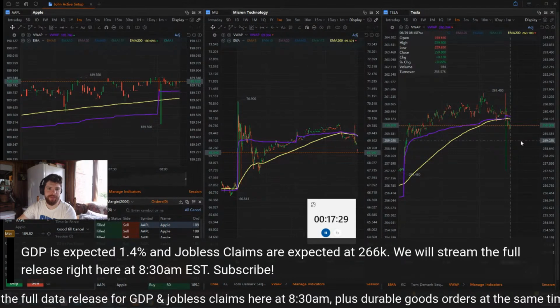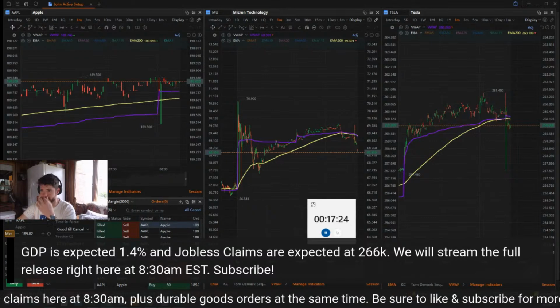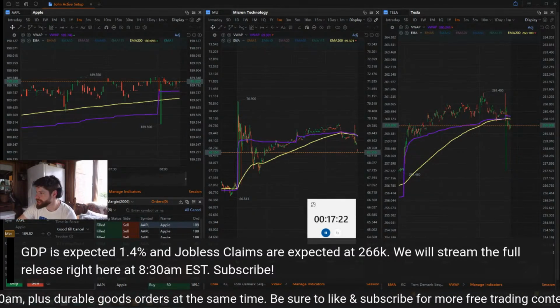So we do get a little bounce. MU actually dipping down. MU giving back some of its earnings gains that it made. We still got 17 minutes left.